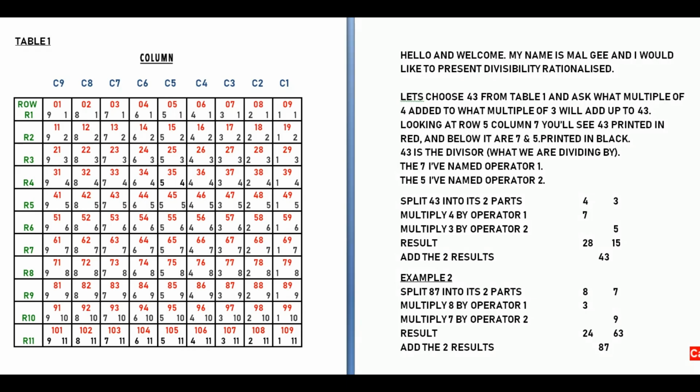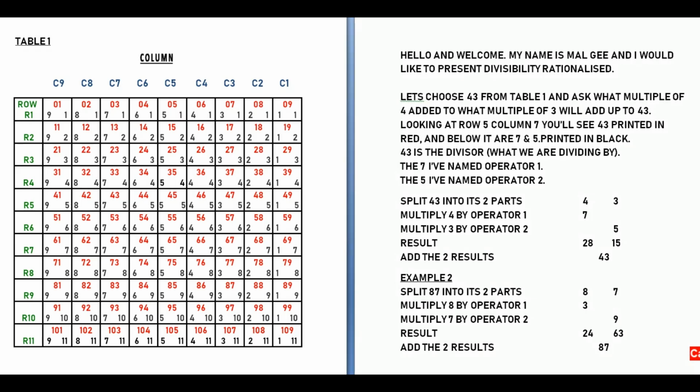Split 43 into its two parts. Multiply 4 by operator 1, that's the 7, that gives you 28, and multiply 3 by operator 2, a 5, and multiplying gives you 15. Adding the results, 28 plus 15 is 43.